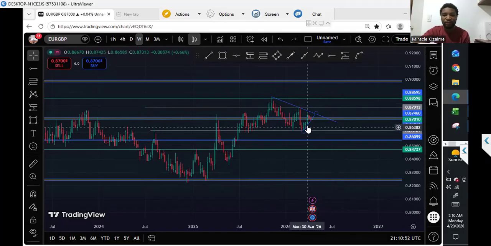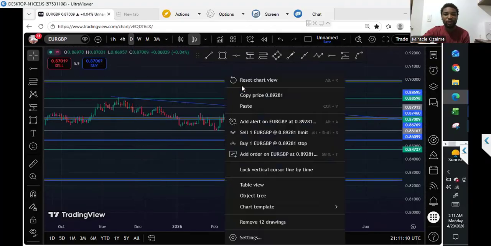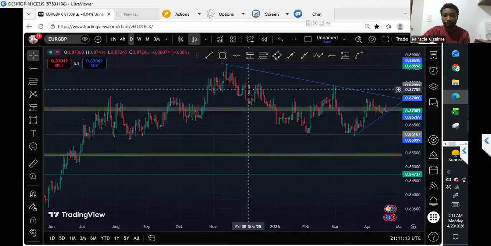I'm going to be waiting for the break of this counter trend line and this major zone. Once I see a significant break of this major zone and a retest, then I'm going to be placing a trade for a sell. I just want a break of the counter trend line. Then when I come back to my daily time frame, what am I going to be looking at on my daily time frame?